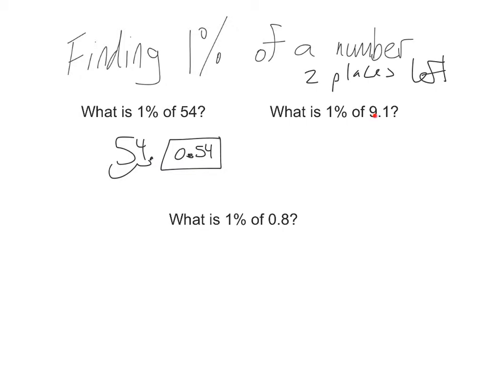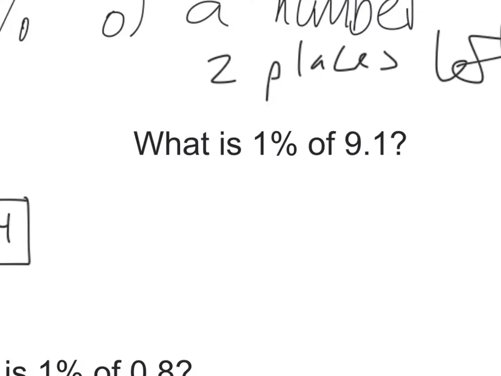All right, what's 1% of 9.1? Well, our decimal is already there. So we move it 2 places to the left. I'm going to rewrite it. That's one place, but we need to move another place. And what do we do with gaps? We fill them in with zeros. So our new answer is 0.091. That is 1% of 9.1.